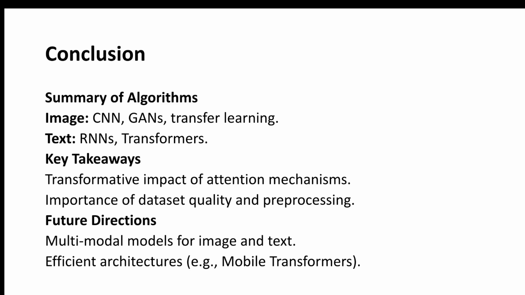Next, the future direction. We can also use multimodal models for image and text, as well as use mobile transformers for image classification improvement. This is all about how to use the deep learning algorithm for the image as well as the text data set. Thank you.